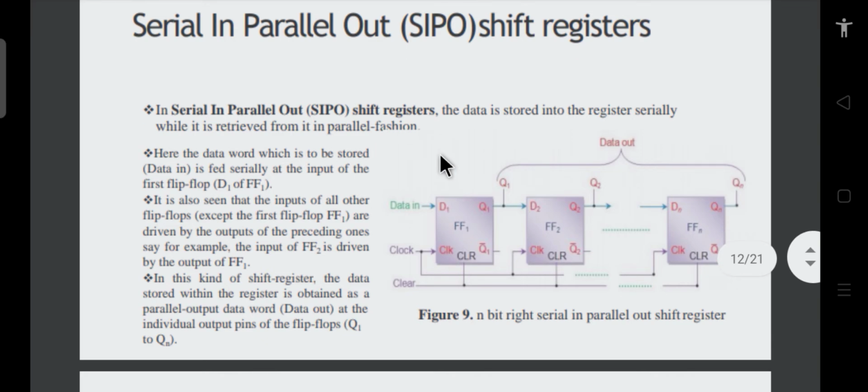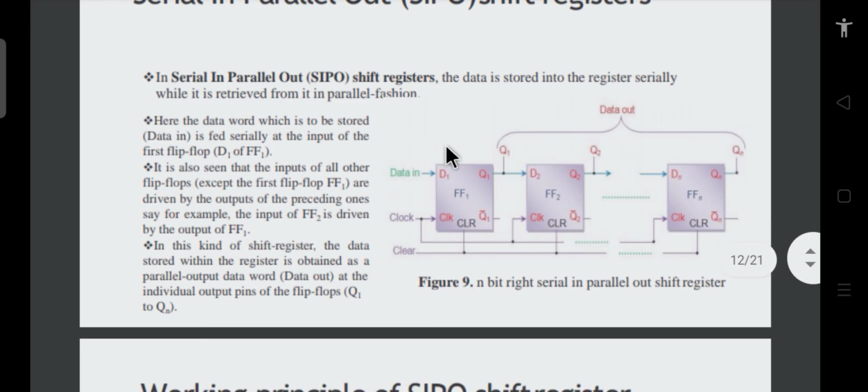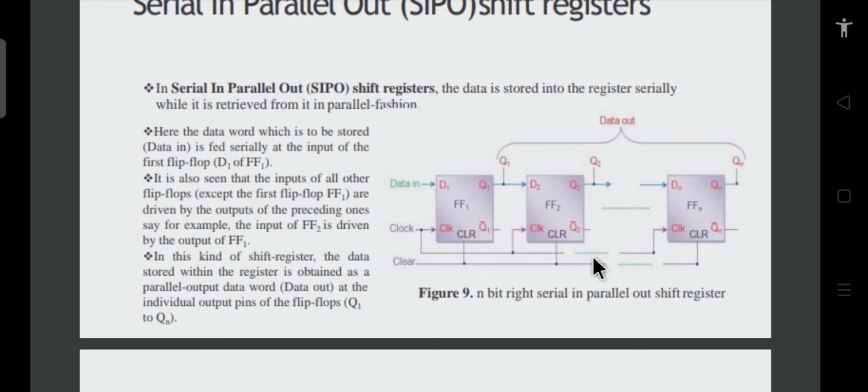Then we have serial in parallel out shift registers. So how does it look? Let us first see serial in parallel out shift registers.